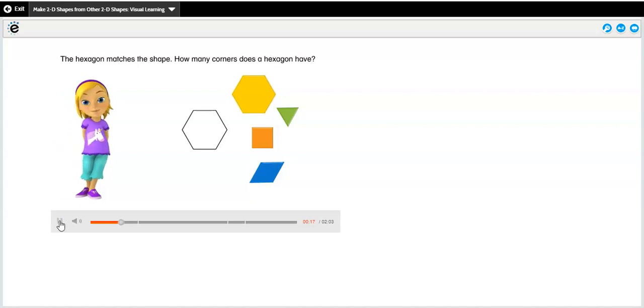How many corners does a hexagon have? All right, so let's count the corners of our hexagon. Corners are also called vertices. They are where the two sides meet each other. So let's start counting. 1, 2, 3, 4, 5, 6. A hexagon has 6 corners or 6 vertices.